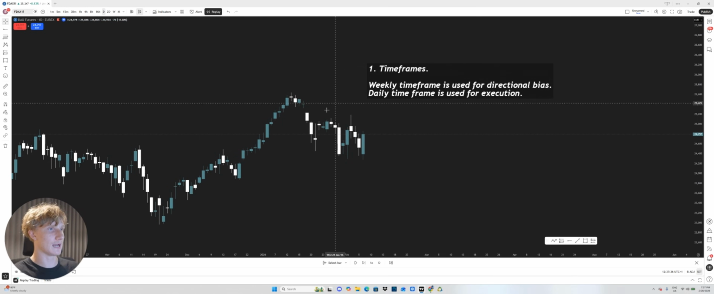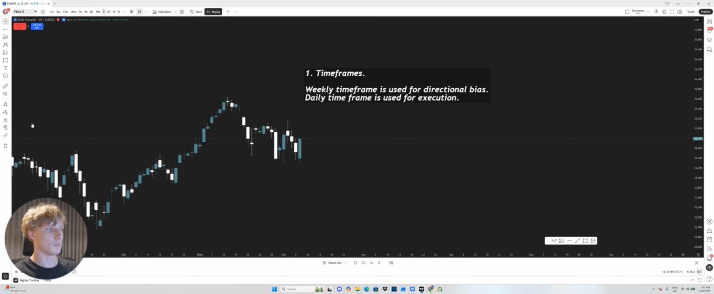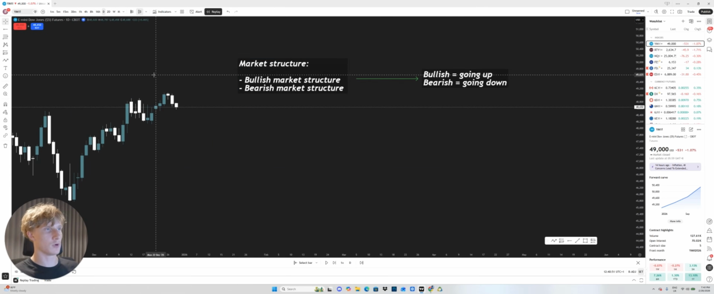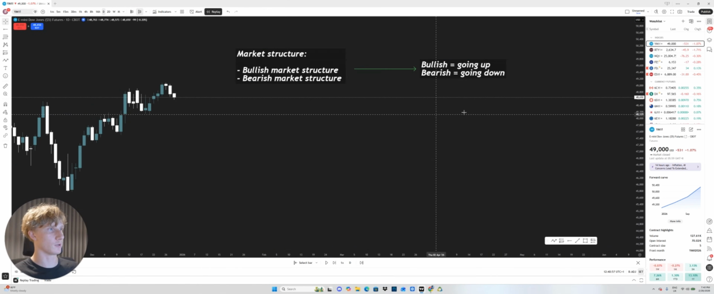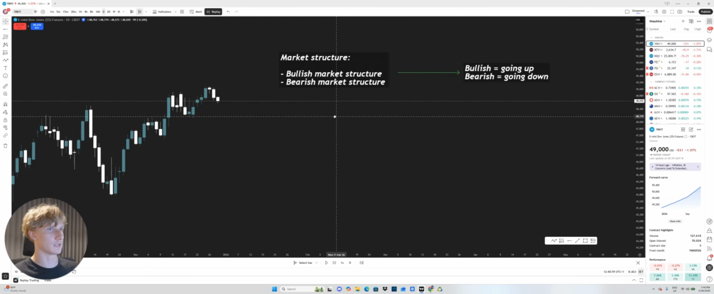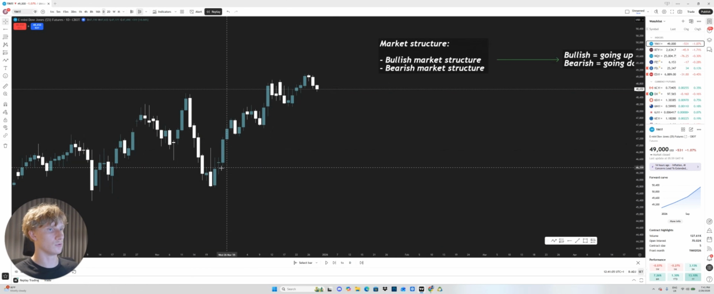In order to understand where price is going to go, we need to dive into market structure. We have bullish market structure and bearish market structure. Bullish simply means that price is going up, and bearish means that price is going down. So how do we identify bullish market structure? Let's dive into that first. If I was to ask you about this area of price right here, would you say it's bullish or bearish? Well, it's pretty obvious that it's probably bullish, right?